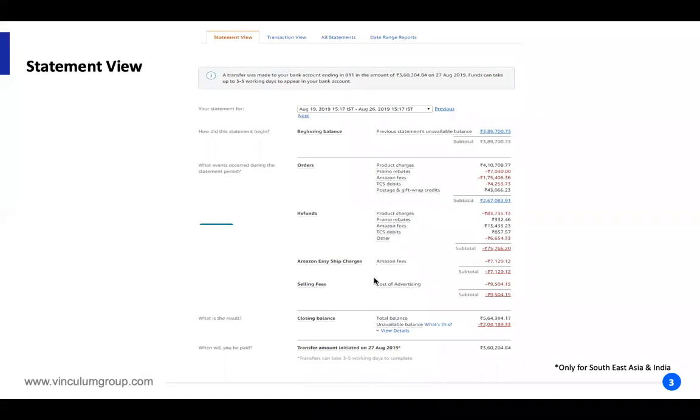Going below, you see the Amazon Easy Ship charges. For all sellers who do business on the Easy Ship mode, the fees that Amazon takes are shown here. This obviously does not show you order level or line item level charges. It just gives you a high level transaction view in a statement kind of scenario. Hence, it also includes the cost of advertising and the closing balance. Don't worry, we will understand each one of these in detail as we go forward.